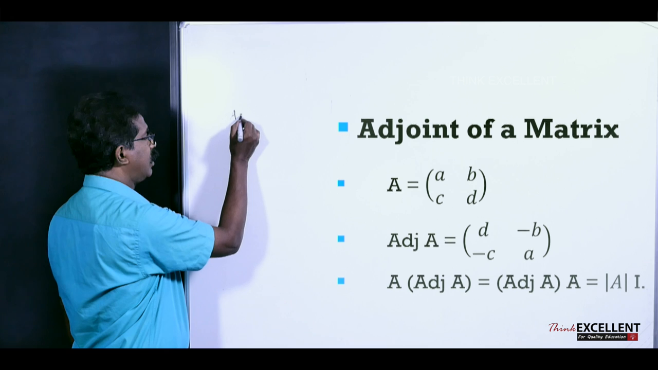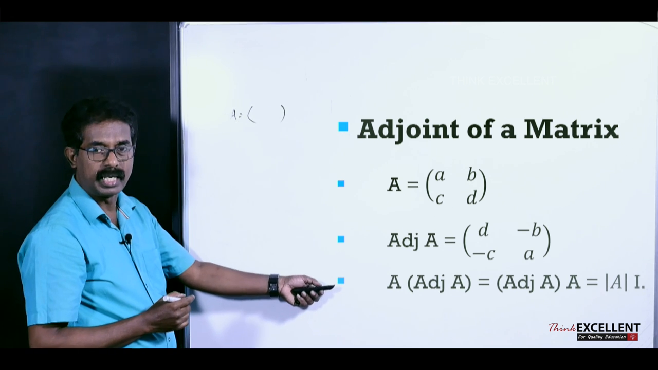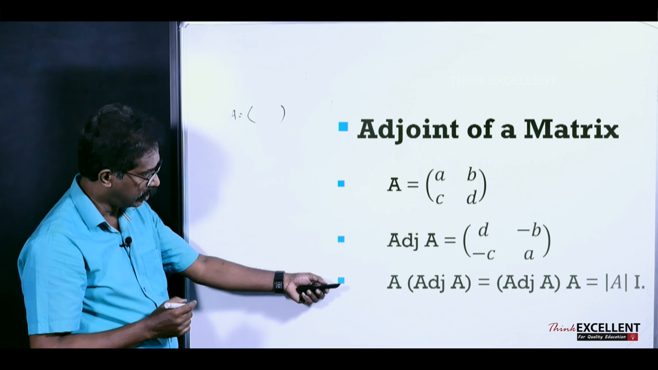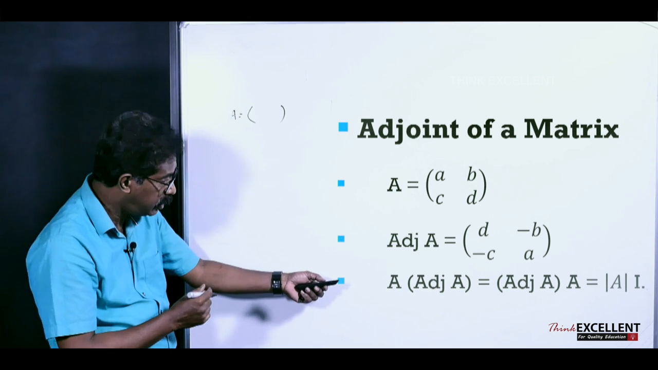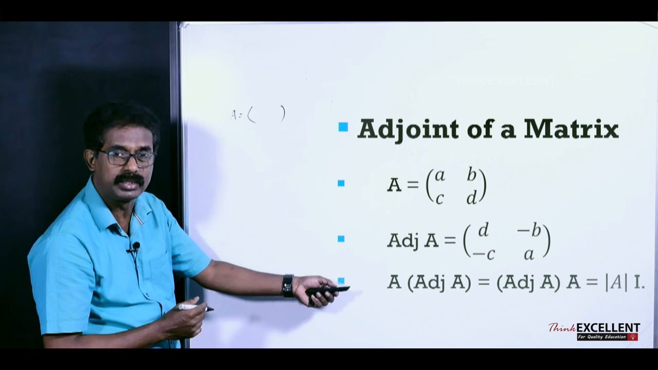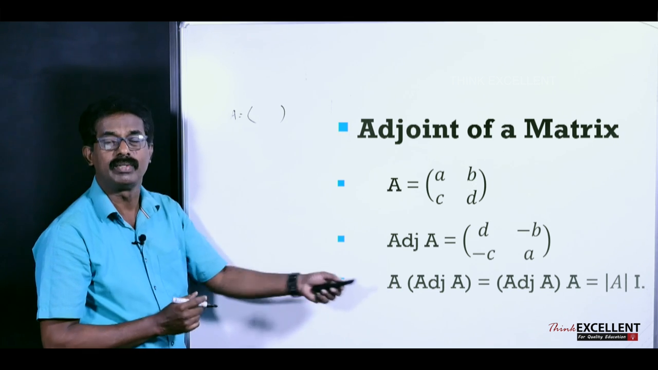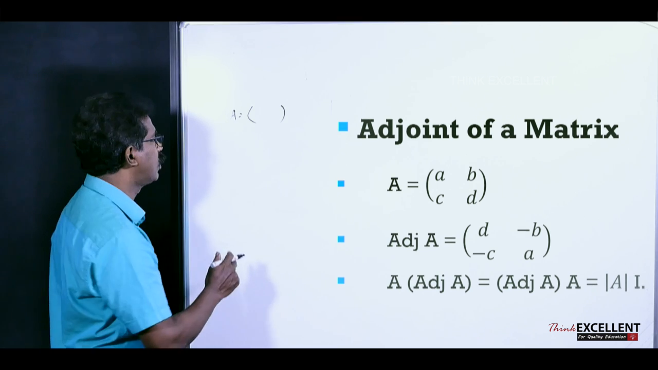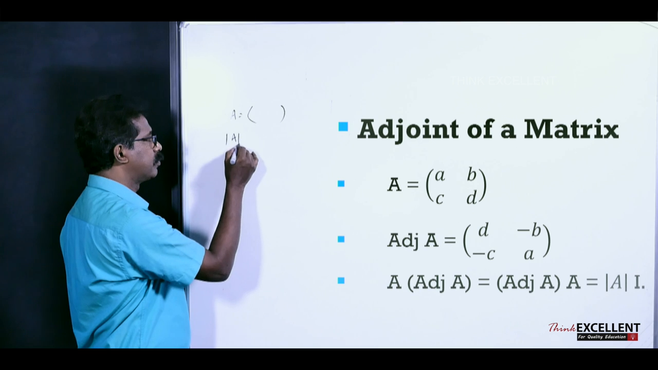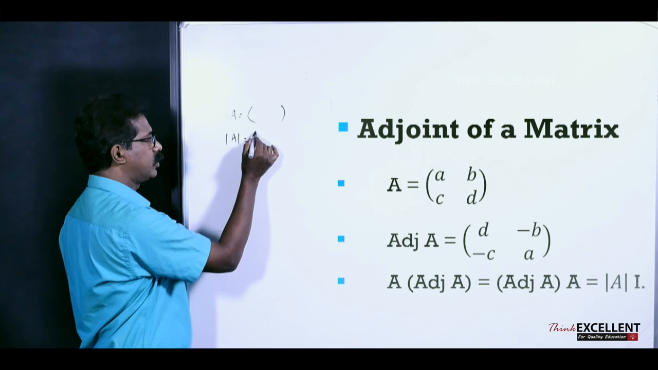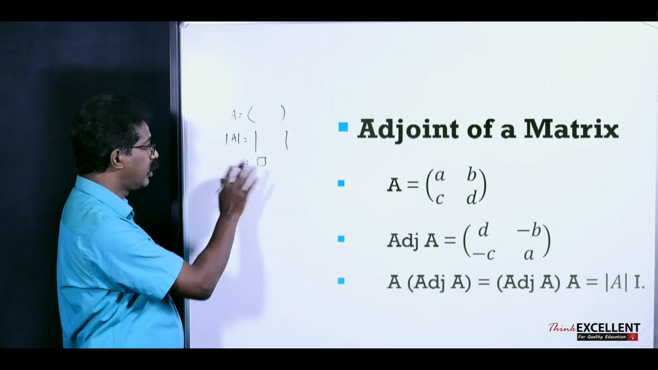A is a matrix given. They'll ask you to verify this: A into adjoint A equals adjoint A into A equals determinant A into I. So three things you have to prove, right? A into adjoint A, adjoint A into A, equal to determinant A into I, which is very easy to find. Determinant A you can find very easily, right? So what we normally do, you find determinant A. This matrix, you convert as a determinant, simplify, and you'll get some answer. Determinant A, got it.